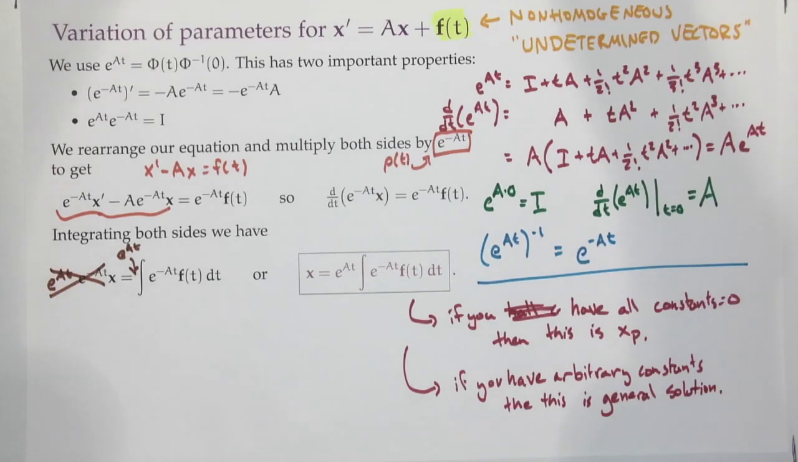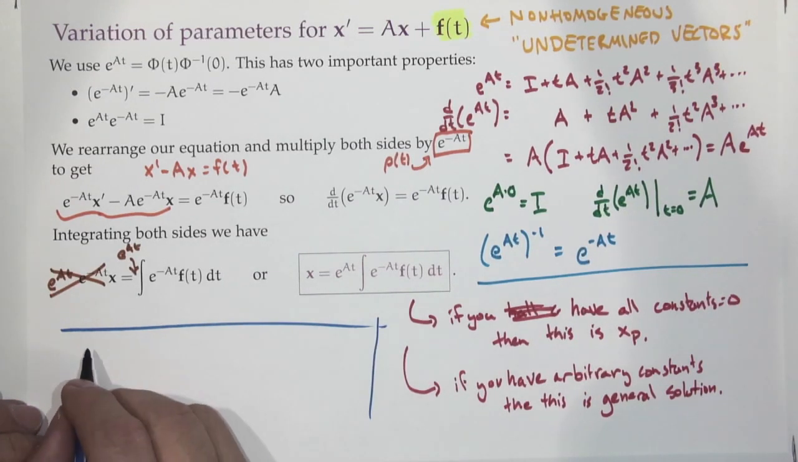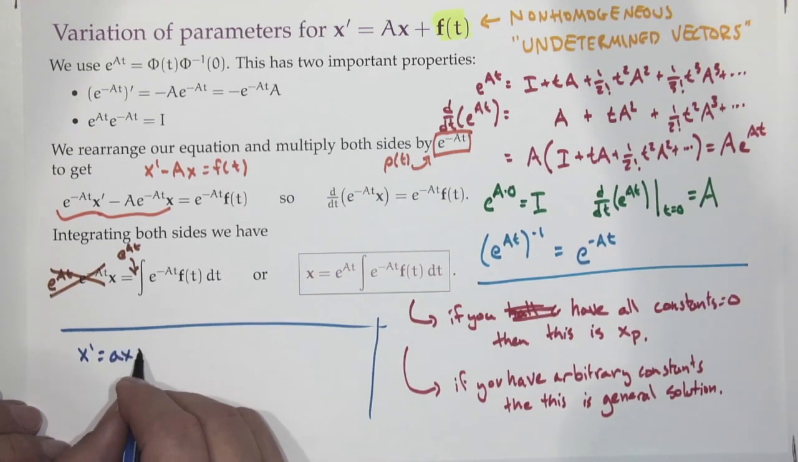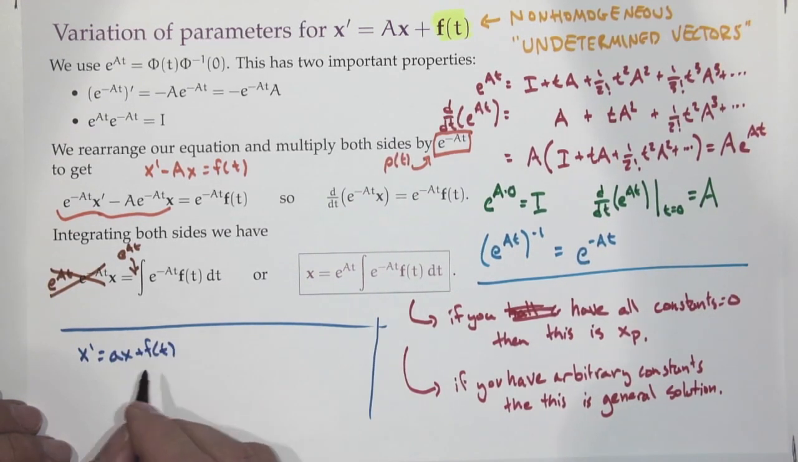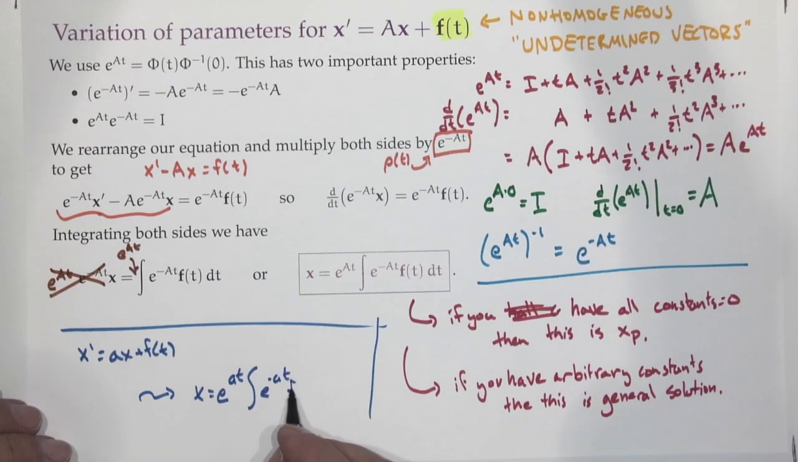Now, that was one comment. My other comment: if you go back to what we did in the second week of class, where you start with x prime equals ax plus f of t, nothing bold, just a function of t, just a number a, just f as a normal function, then the same idea says that x equals e to the at integral e to the minus at f of t dt.